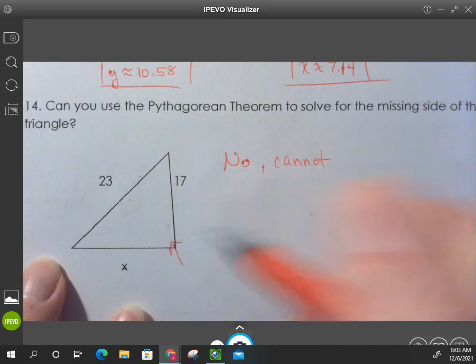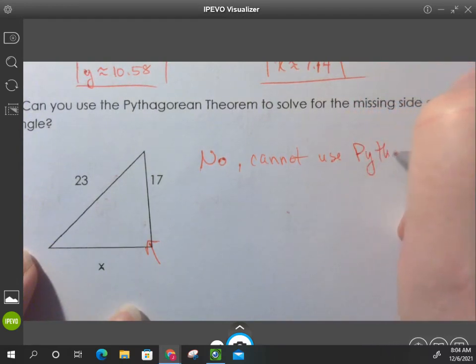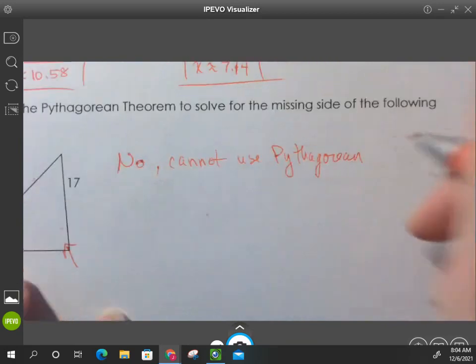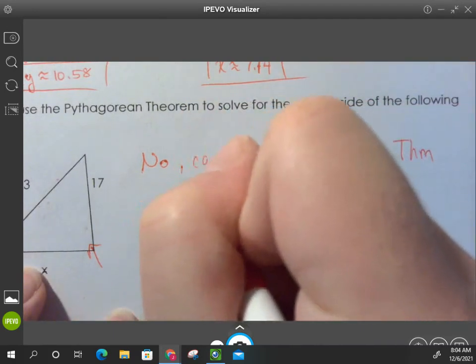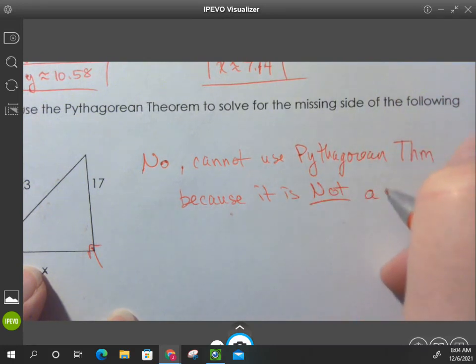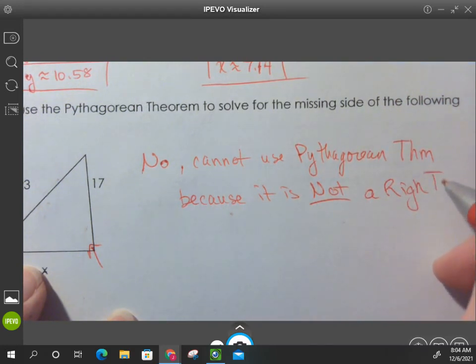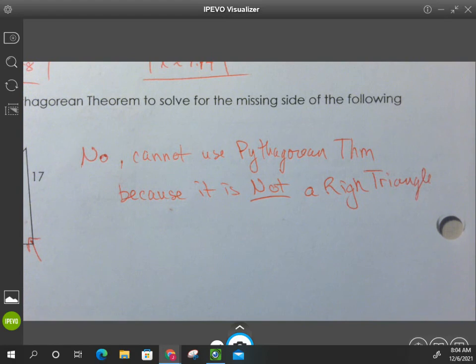It's not a right angle. Doesn't matter if it looks like a right angle or it doesn't look like a right angle. It's all about its labeling. So, no, cannot use Pythagorean theorem. And you can abbreviate theorem to THM. You can't use Pythagorean theorem because it is not a right triangle. Always has to be a right triangle. So if they would have told us it was a right triangle, if they would have marked it as a right triangle, even if it doesn't look like one, we can use it. But that was not marked as a right triangle.